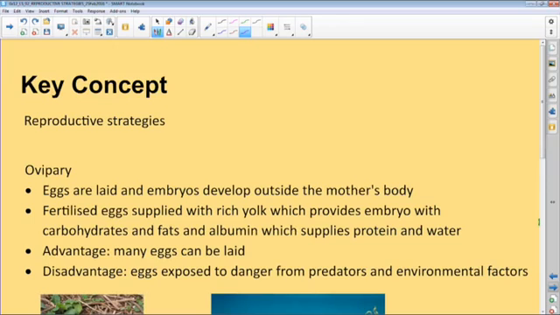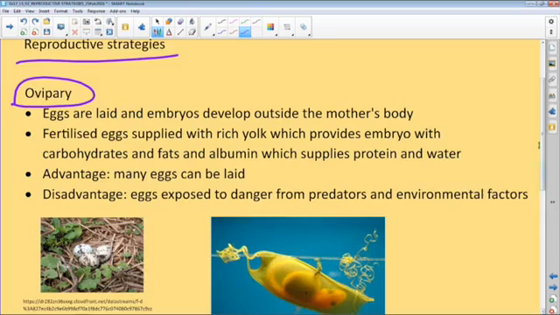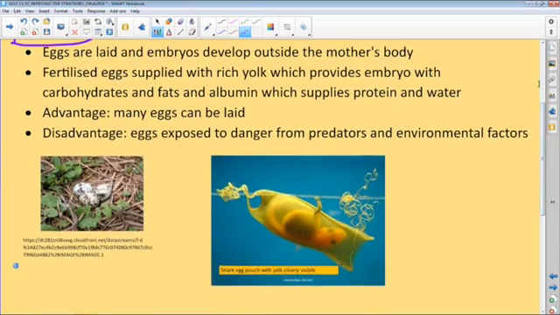Not too difficult, huh? Cool. I'm glad you're getting it. Next one. I want reproductive strategies, but what I want to have a look at is ovipary. Okay, that means you lay eggs. Okay, now let's have a look at them. Here we go. You know them. Okay, it's eggs laid and a membrane develops outside the mother's body. In other words, it's soft, and as they're laid, it becomes a little bit harder.